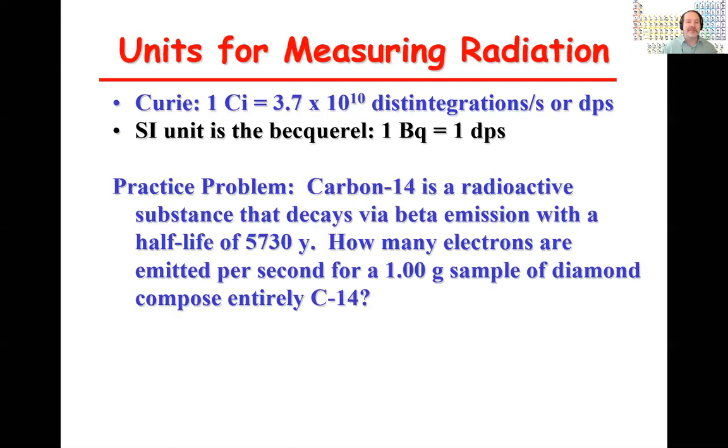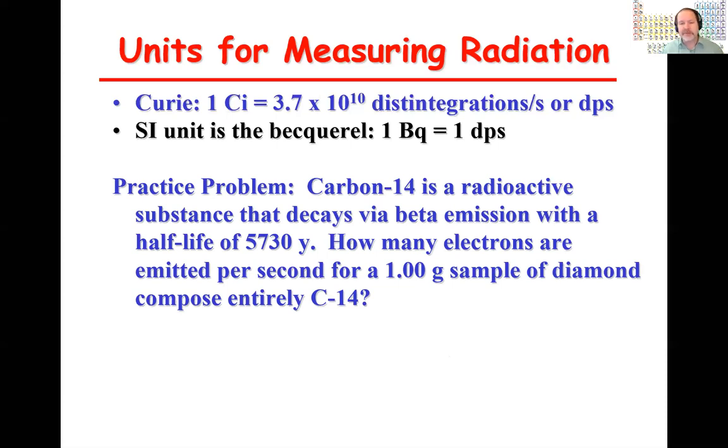So here's a practice problem. Say carbon-14 is a radioactive substance that decays by beta emission with a half-life of 5,730 years. How many electrons are being emitted per second for a 1 gram sample of diamond composed entirely of C14? Well, whether this is real or not, probably not. But what kind of disintegrations would you expect per second?